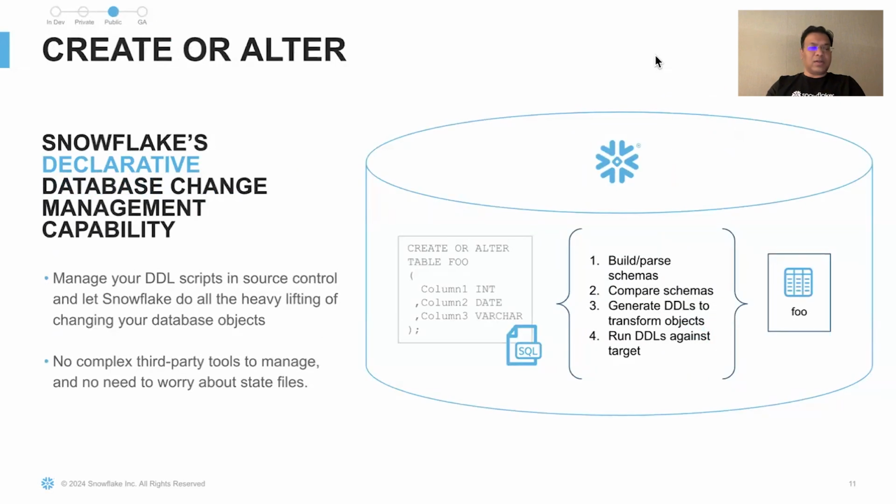The next one is create and alter. This is Snowflake's declarative database change management capabilities. It allows you to manage your DDL scripts in source code in Git and let Snowflake take care of all the heavy lifting. There is no third-party tooling needed for this, and you don't have to worry about the state of files. So it really simplifies the way you will be able to manage all of these different resources without having to worry about the intermediate state of them. And create and alter is actually supported both in SQL and Python. So you are free to use whichever language you want to use.